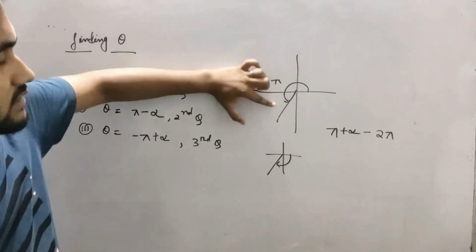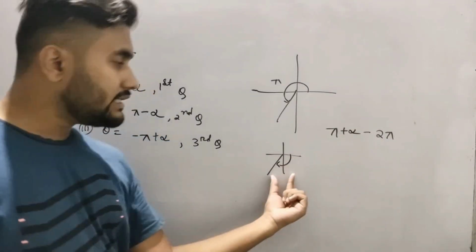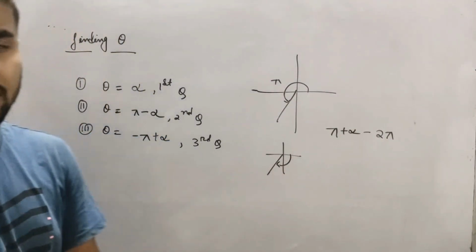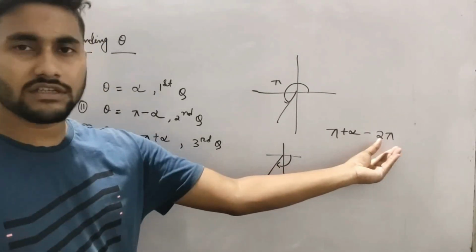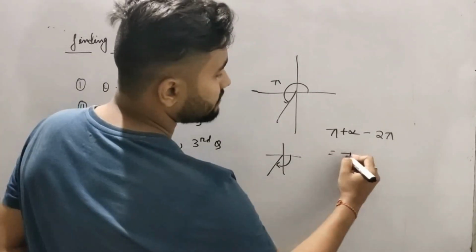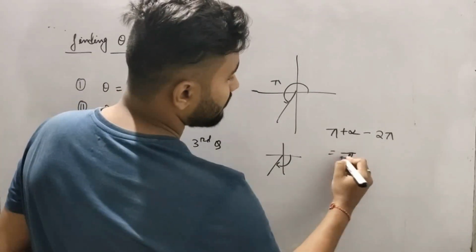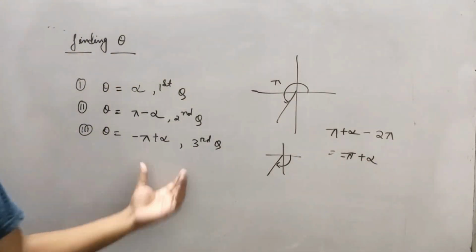One more way to find it: simply this is pi, this is plus alpha, this is pi plus alpha. But I need this one. How do you find that reflex angle? Minus 360 degrees, right? Twice pi is 360 degrees only. Minus twice pi. Done. So you will get minus pi plus alpha only. Understood?